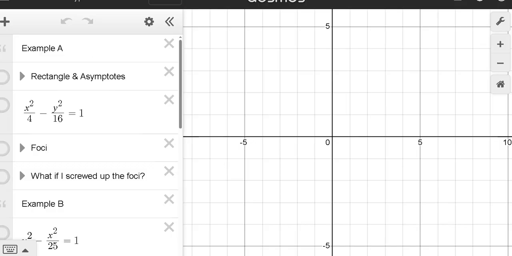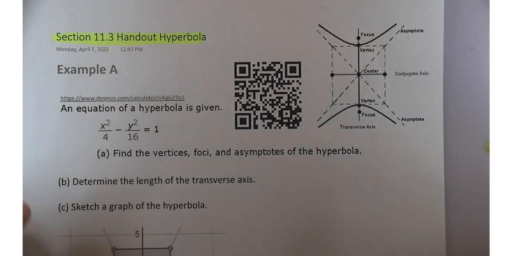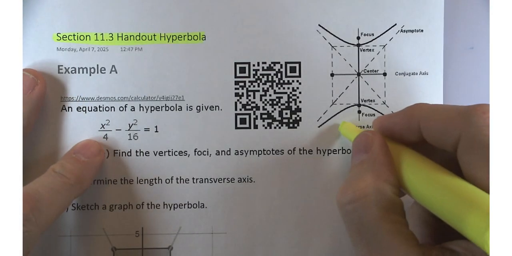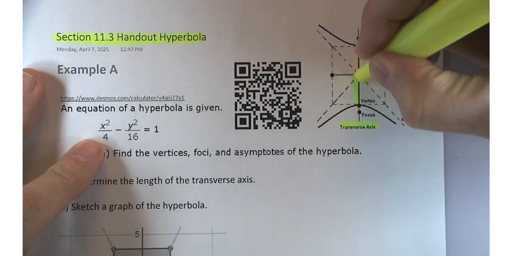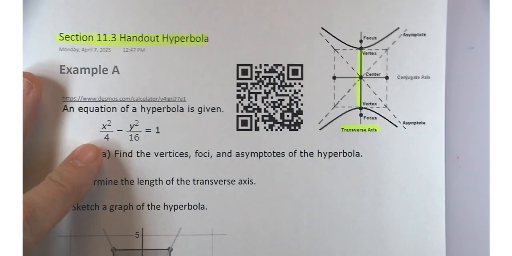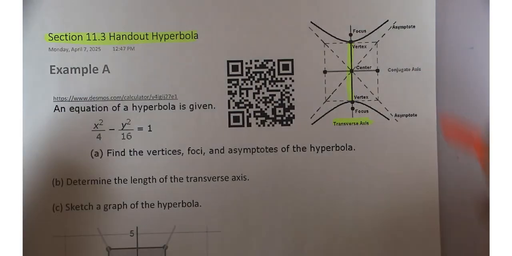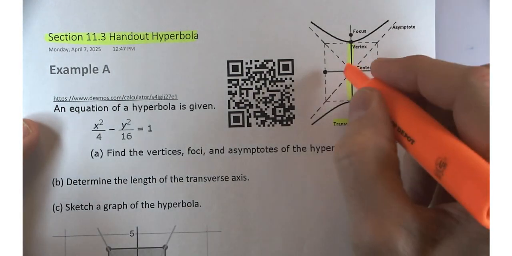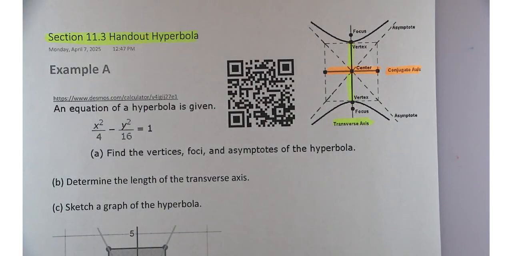Some vocabulary. Let's talk a little bit about the vocabulary regarding hyperbolas. One thing you're going to need to be aware of is what's called the transverse axis. The transverse axis is just this axis that goes from one vertex to the next. And in a similar way, we're also going to work with the conjugate axis. The conjugate axis is this one, perpendicular to the transverse axis.